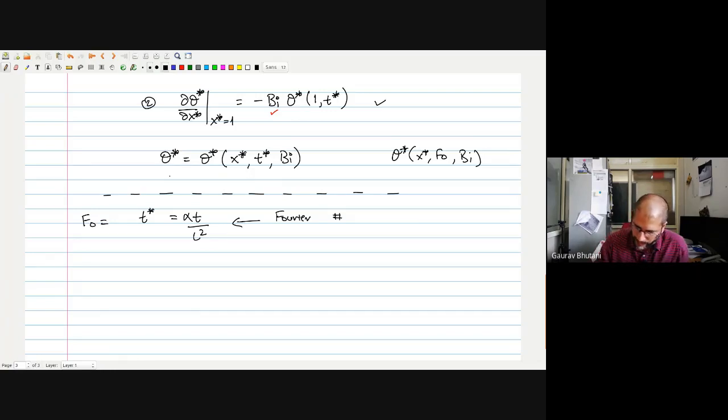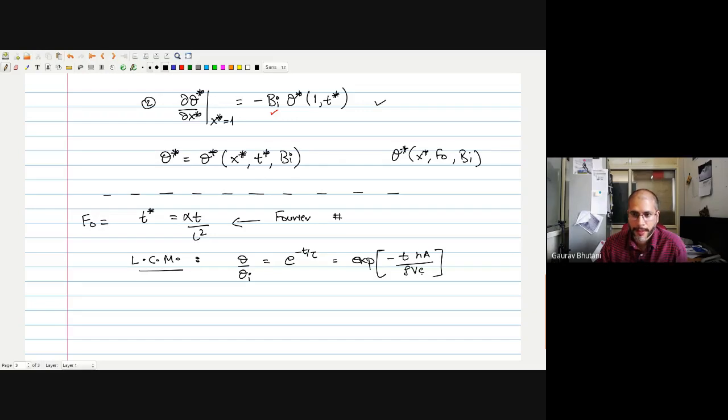Okay, so let's in fact go back and do a recap and remember the lumped capacitance model. So there what we got was the solution, if you remember, theta upon theta i was e to the power of minus t by tau. And if I remember my expression for tau, which was, I'll write the expression here now, minus t, and tau was nothing but RC, and R is 1 by hA, so I get hA on the top, and then I have C, the capacitance, which was rho times volume times the specific heat.